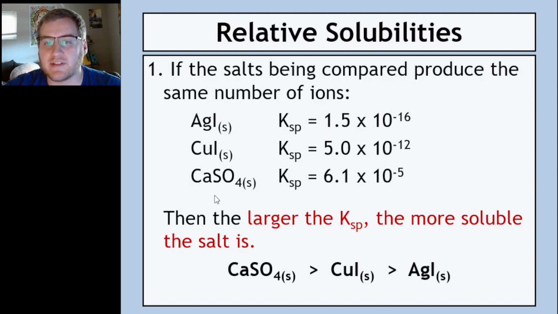In this case only, you can use Ksp to directly tell which of these three salts will dissolve more. The higher the Ksp, the more it's going to dissolve in water. But that only works when you have the same number of ions being made. So the Ksp of calcium sulfate is the highest, right? The smallest negative is the highest. So it would be the most soluble. The next most soluble will be copper iodide, because the Ksp is lower, but not as low as silver iodide, 1.5 times 10 to the minus 16th. The larger the Ksp, the more soluble the salt is.